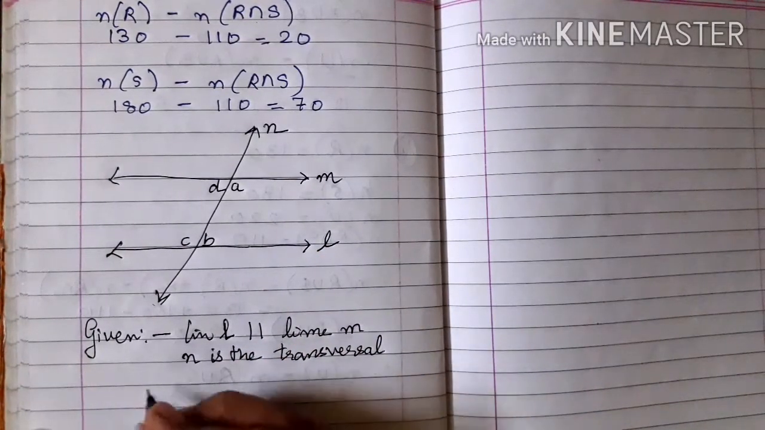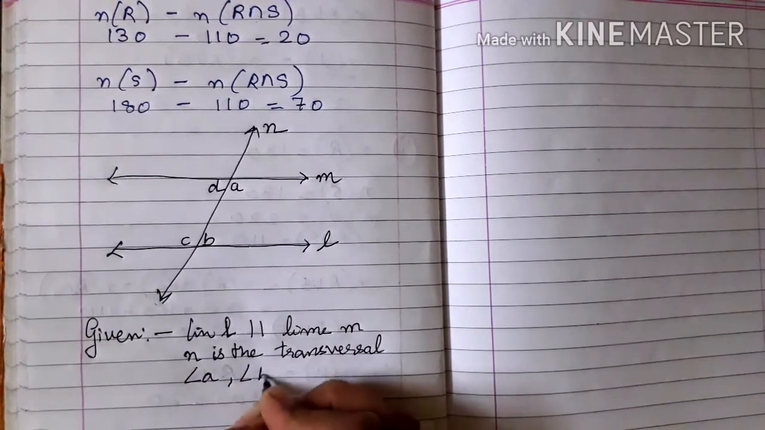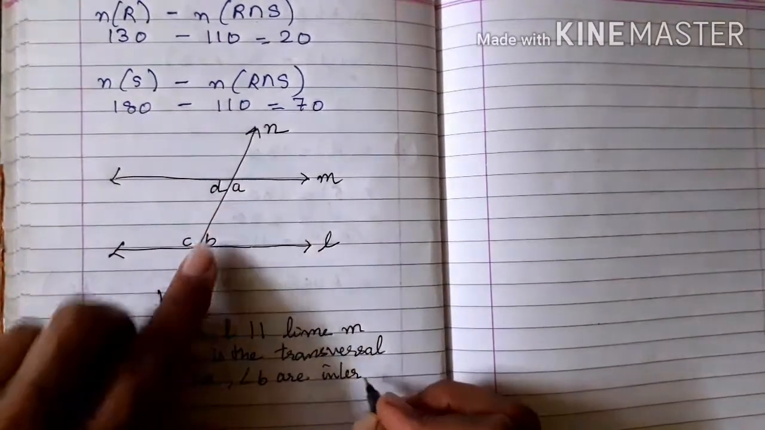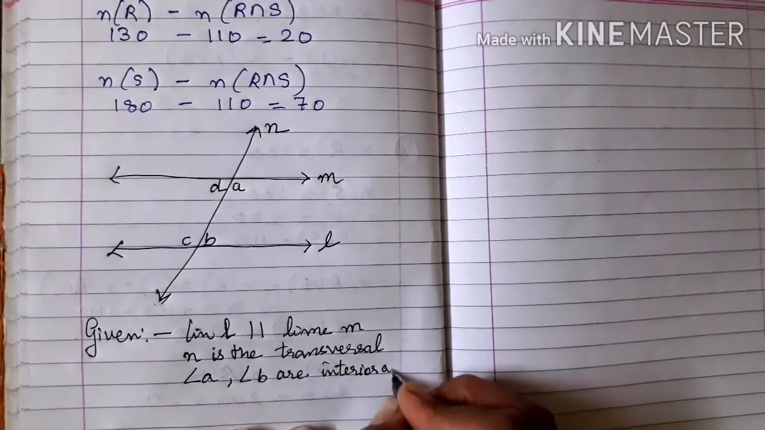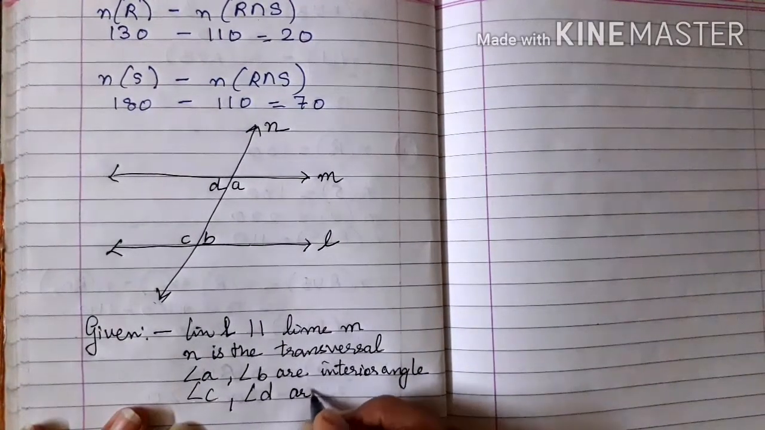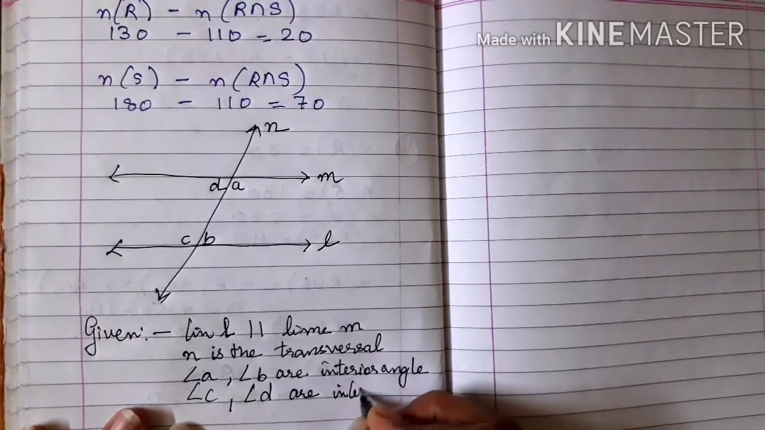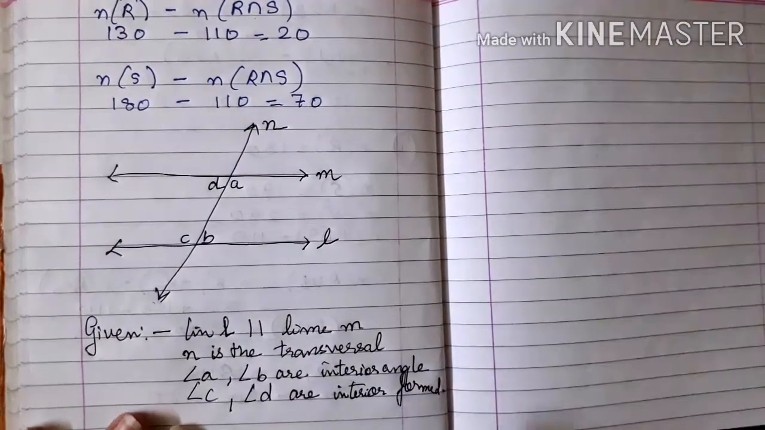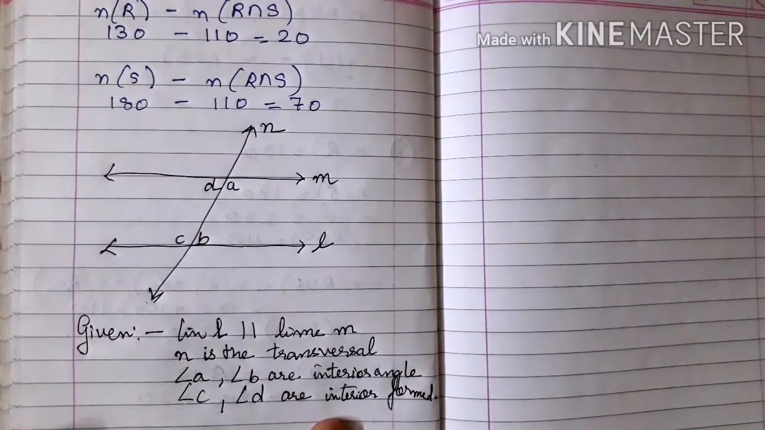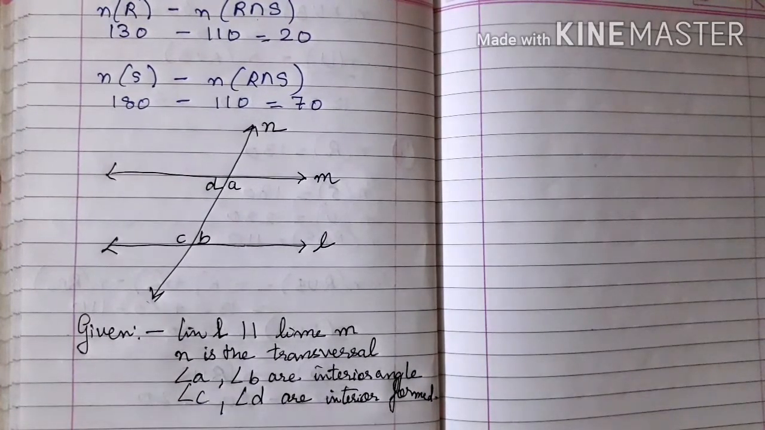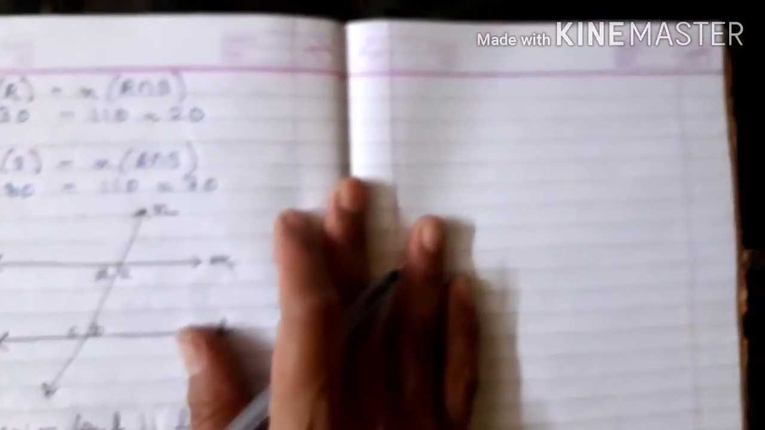Considering the diagram, you have to write the given. In this, angle A and angle B are interior angles. Got it? And angle C and angle D are also interior angles formed. In this way we have to write the given. What we have to find is that the interior angles so formed are supplementary. Supplementary means their measure is 180 degrees. Got it? Now how are you going to solve it?